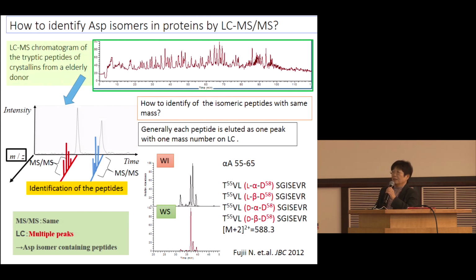corresponded to these isomers. So we synthesized these peptides as standard peptides, matching by elution time. The first one is L-beta ASP containing peptides. The second one is normal L-alpha ASP containing peptides. The third one is D-beta ASP containing peptides. And the last one is D-alpha containing peptides. We can identify them perfectly.